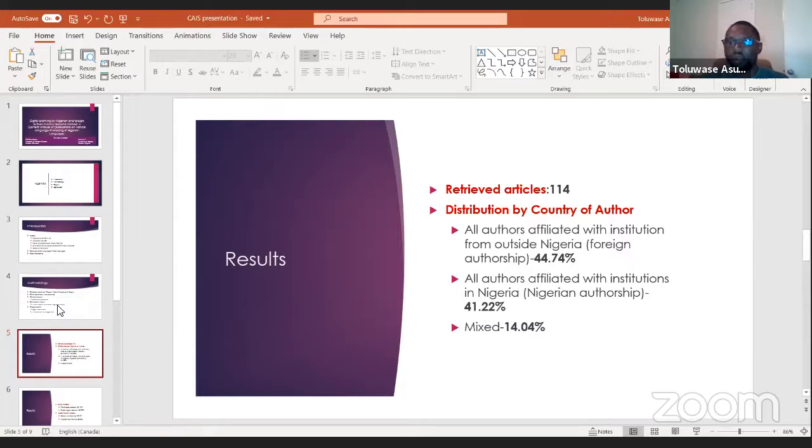44.74% of the papers had all authors located outside Nigeria. That means there was foreign authorship. Foreign authorship accounted for about 45%, while Nigerian authorship accounted for about 41%.